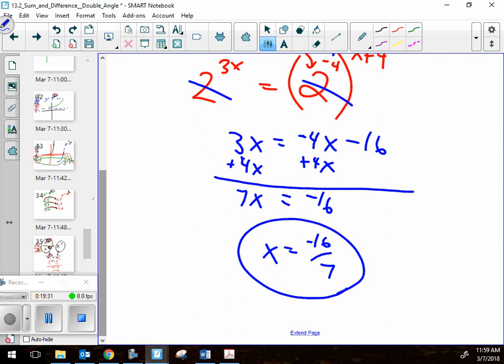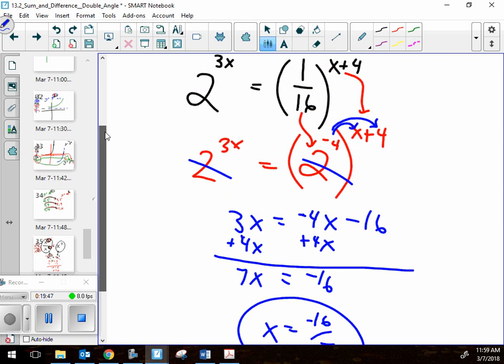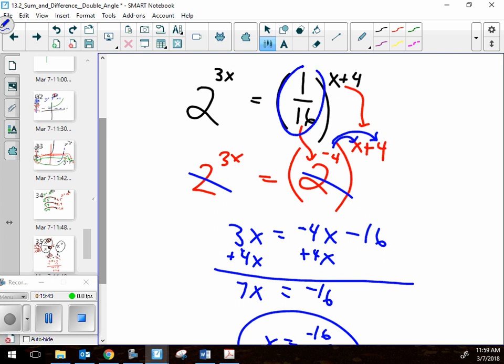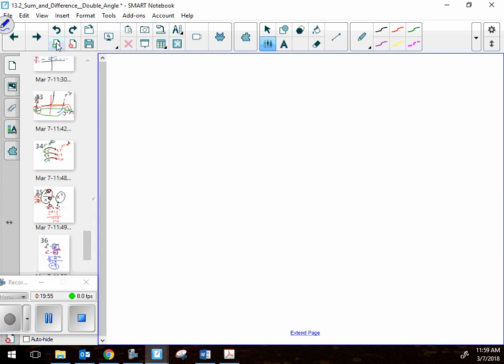How many of you would have had that one right? Very nice. That's a lot of people. Any questions? How did you get this, or what happened there? Okay. Sure? Okay. So the key moment was getting the 1/16 to 2 to the negative 4th. All right, let's do another one like that.